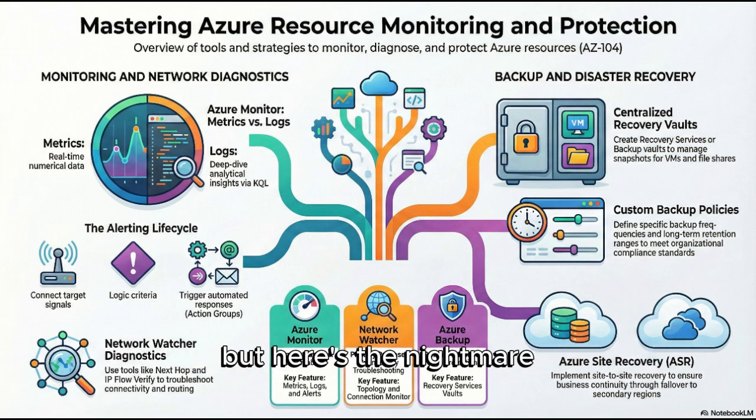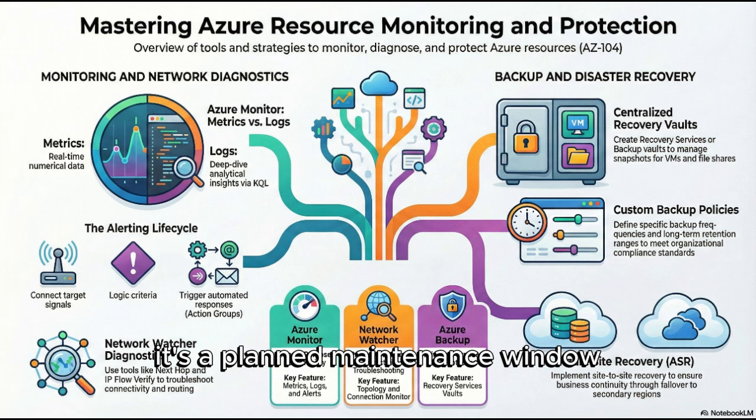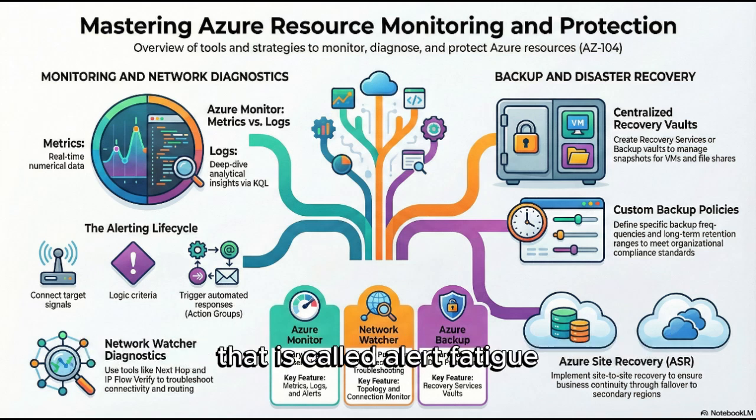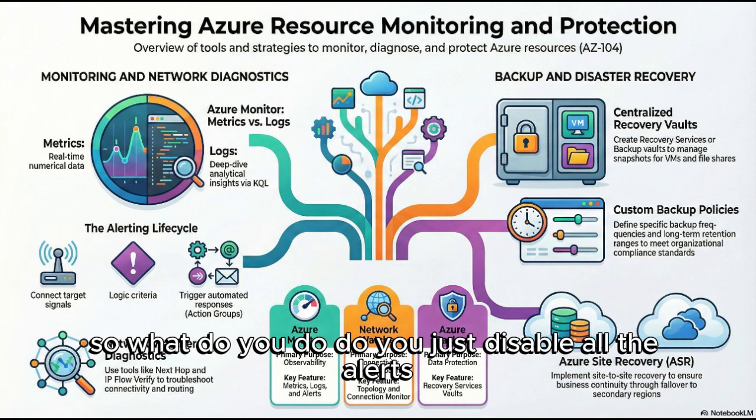But here's the nightmare. It's a planned maintenance window. You know the servers are going to be rebooting. Do you really want your phone buzzing every 30 seconds? That is called alert fatigue, and it is so real. It's dangerous. You get 100 false alarms, you're going to ignore the one real fire. So what do you do? Do you just disable all the alerts?